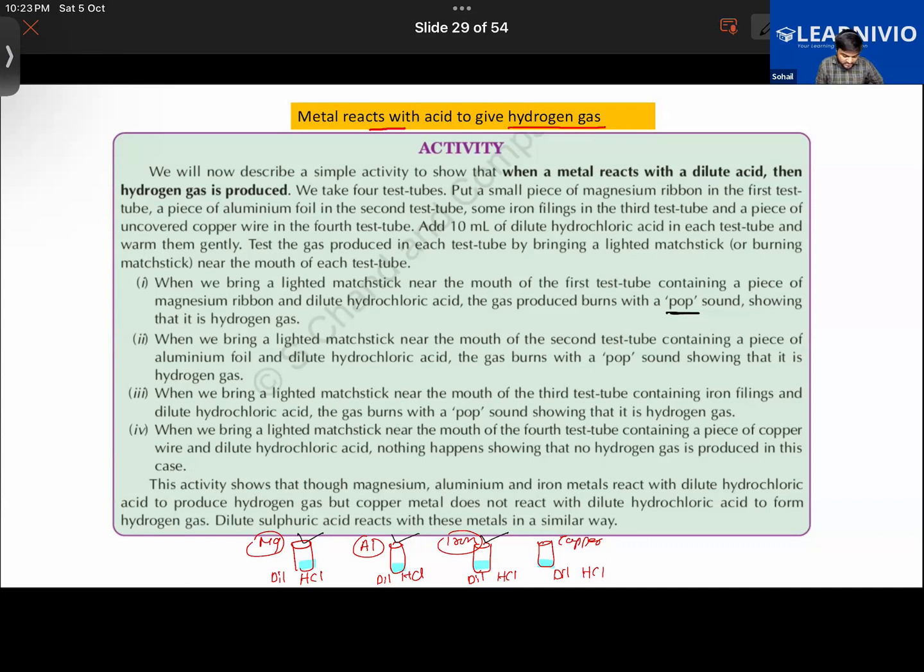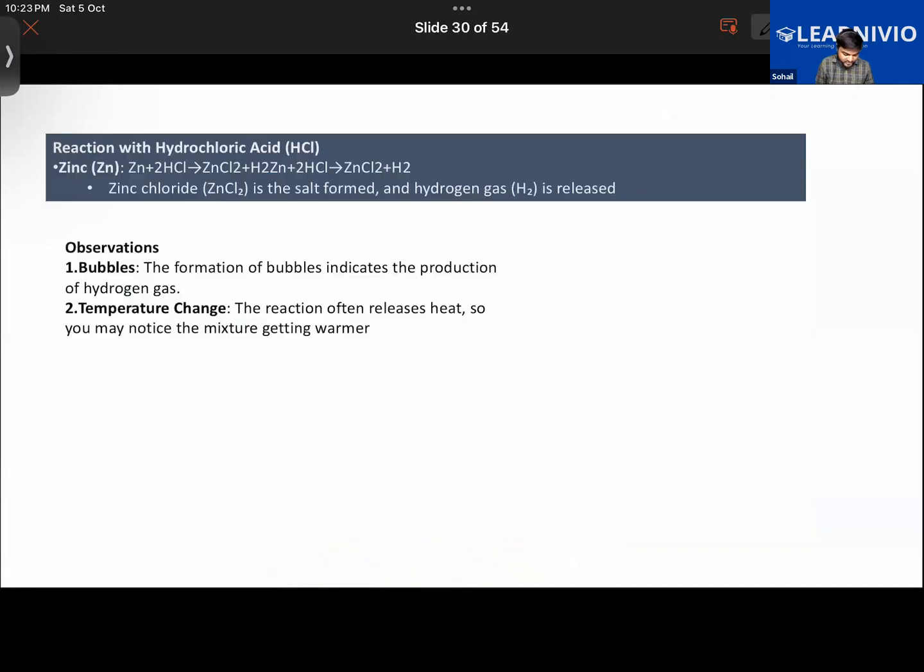But when we brought the matchstick near the test tube that had copper in it, it does not give any hydrogen gas. So what does this show? This shows that copper metal does not react with dilute hydrochloric acid. But it will react with a concentrated acid because it is less reactive than other metals. Is that clear to you?